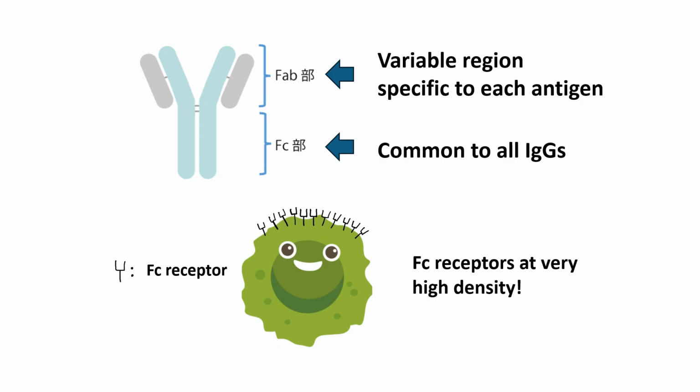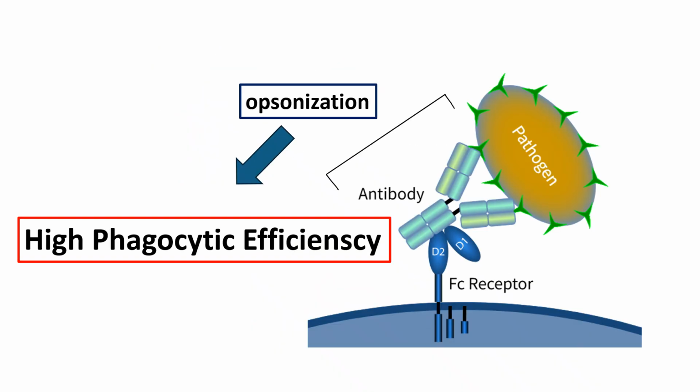Among antibodies, the Fab region is antibody-specific, but the Fc portion has a shared structure across all IgG molecules. Because of this shared Fc structure, phagocytes can bind to many different pathogens efficiently through a common set of receptors. As a result, once antibodies coat the pathogen surface, phagocytosis is dramatically enhanced.